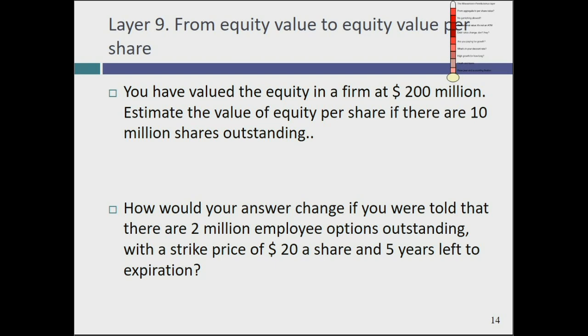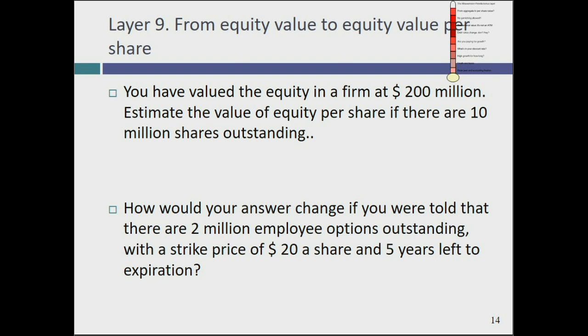Now let's finish up the last few ends. Let's say you come up with a value of equity in a firm of 200 million and you have 10 million shares outstanding. Value per share is going to be 200 divided by 10 is $20, right? Let's say this company grants 2 million options with a strike price of $20 a share. They're at the money options. What will the effect on my value per share be? Down, up, unchanged? I'm giving the options at the money, right?